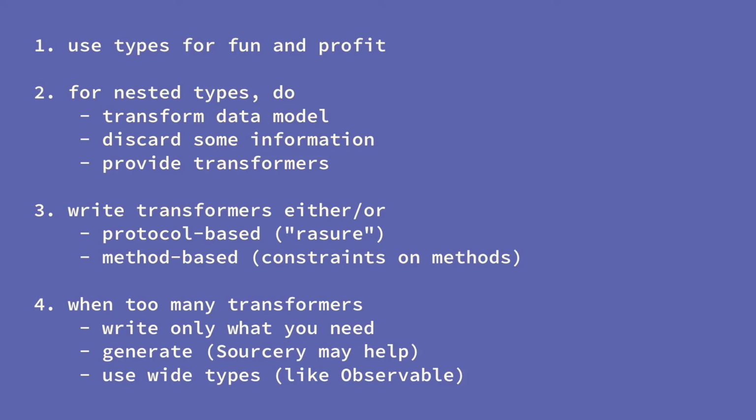If you're writing transformers, there are 2 ways. One is this protocol-based way, and the other one is about making constraints on methods. And if you have too many transformers, think about the observable, think about what you use, and if it fails, you can always look at what a reviewer has done and maybe try to generate some of them.